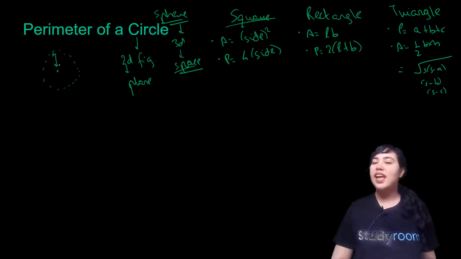That fixed distance, can you tell me what it is? It is the radius of a circle. And what can you say about this fixed point? It is the center of the circle.